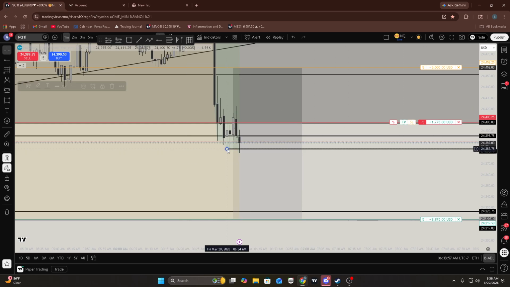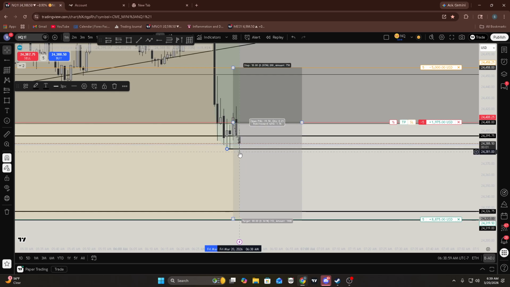Alright, so you see how we're kind of reacting off these lows? If we flip back up above this right here, I would be pretty pissed. We did end up closing below it, which is a very good sign. I do like that. So it's probably just going to be a slow grind out to the downside.